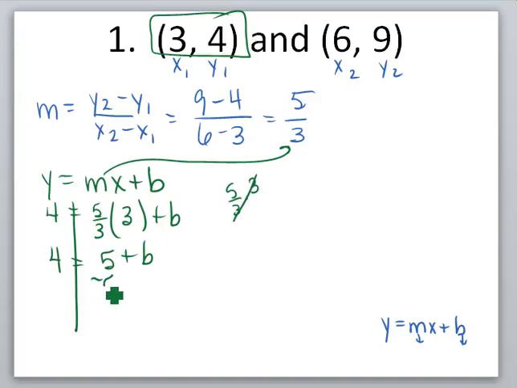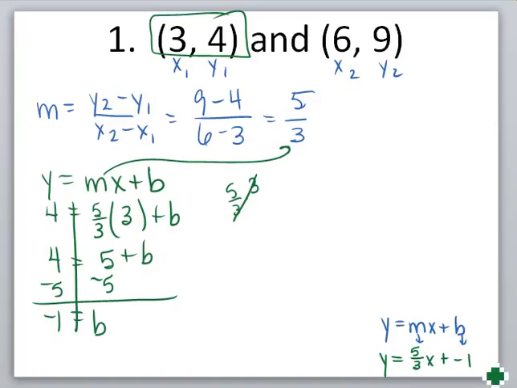Get b by itself by moving the 5 to the other side. Negative 1 equals b. So I end up with the answer of y equals m, which is 5/3, x, plus my b value, which is negative 1. This would be my final answer.